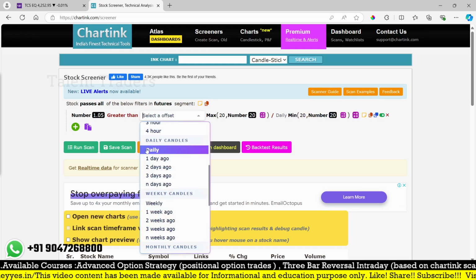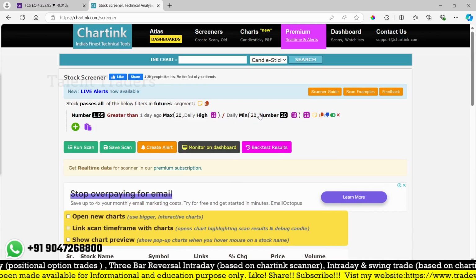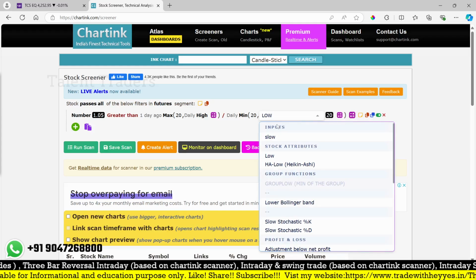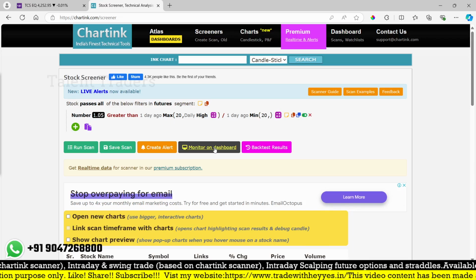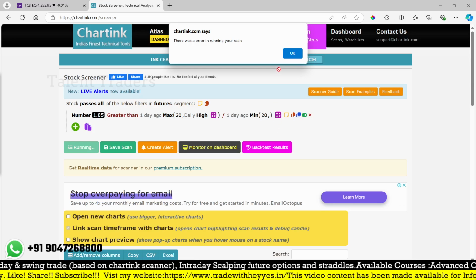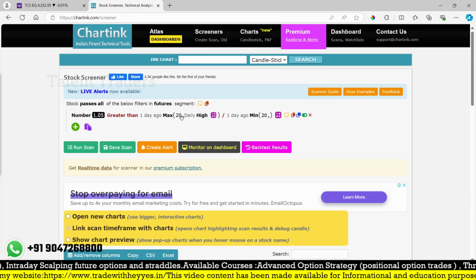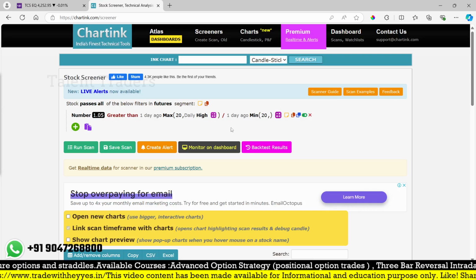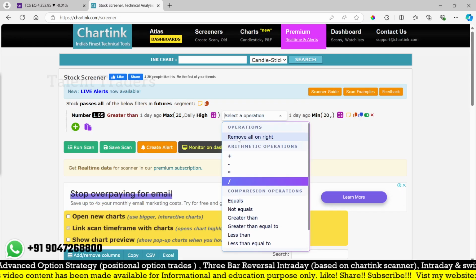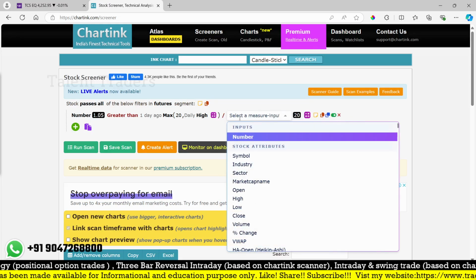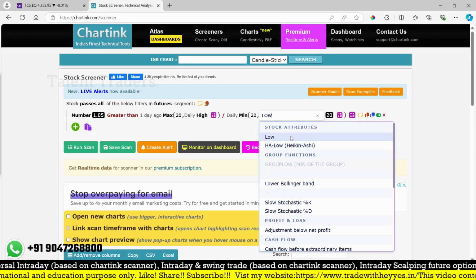Here I'm using 1 day ago, so 20 high. At the same time, I will use the 20 candles low, also on 1 day. This will fetch you the stocks trading within the 5% level. There was an error running the scan. Sorry, here are the conditions. Let me remove this. So we'll divide the maximum high by the minimum low, it should be a low value.